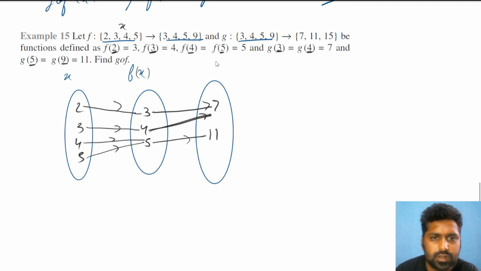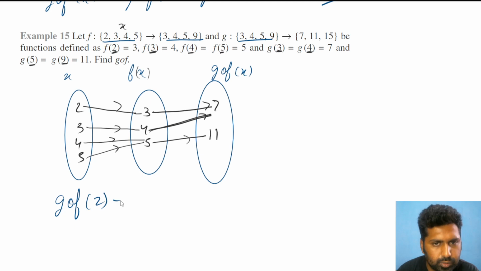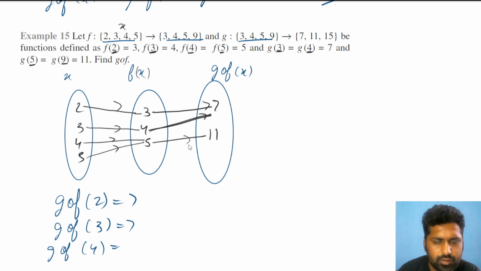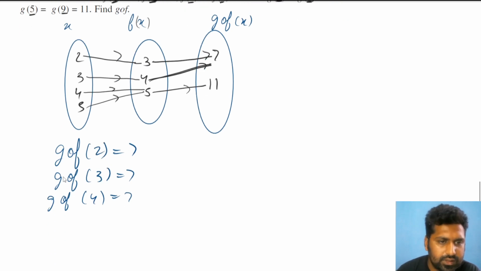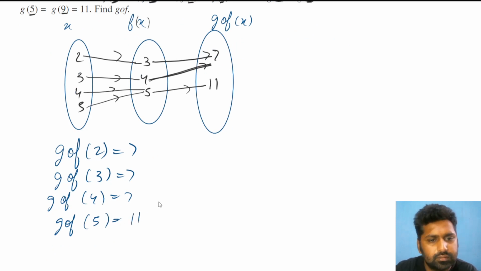All right, this is done. This is gof(x). Basically this is what we have done with the help of the diagram. So g of f of 2 is 7, g of f of 3 is 7, g of f of 4 is also 7, and g of f of 5 gets us 11. From the diagram it is there.